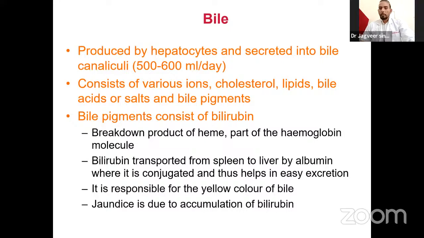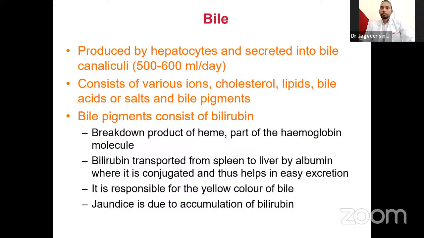Bilirubin is the metabolic product of hemoglobin, which forms mainly in the spleen, and from there it reaches the liver by binding to albumin. And in the liver, this unconjugated bilirubin is conjugated and secreted into the bile secretions. Whenever this normal flow or normal cycle is hampered, that will lead to accumulation of bilirubin in the body, and the condition called jaundice.